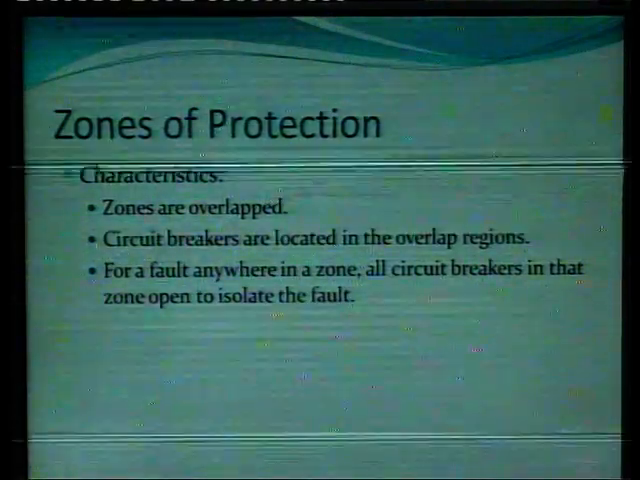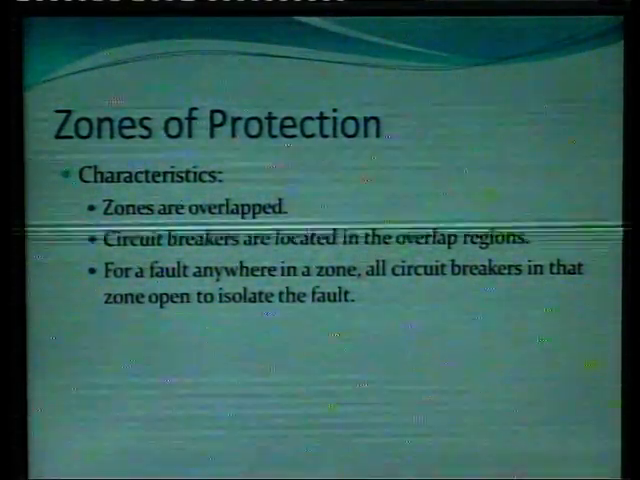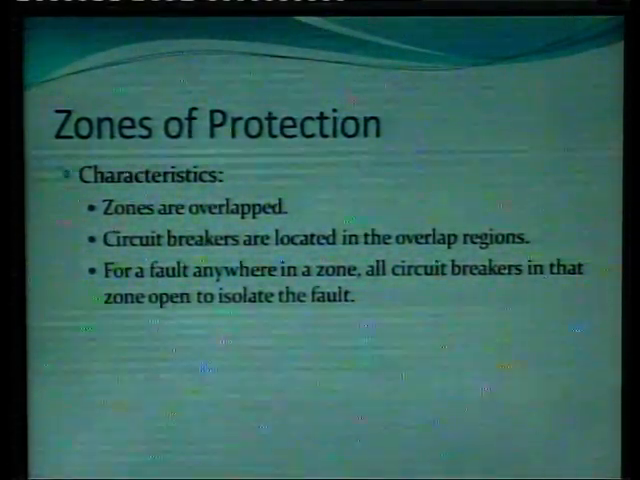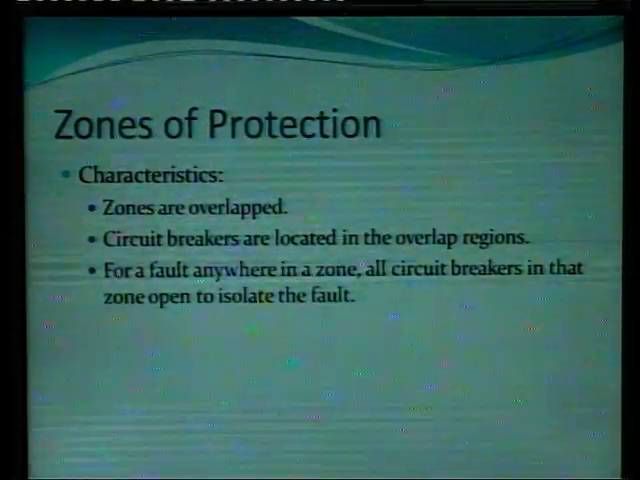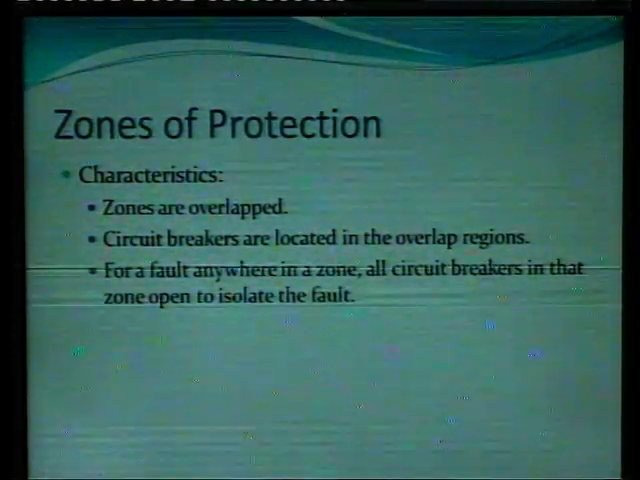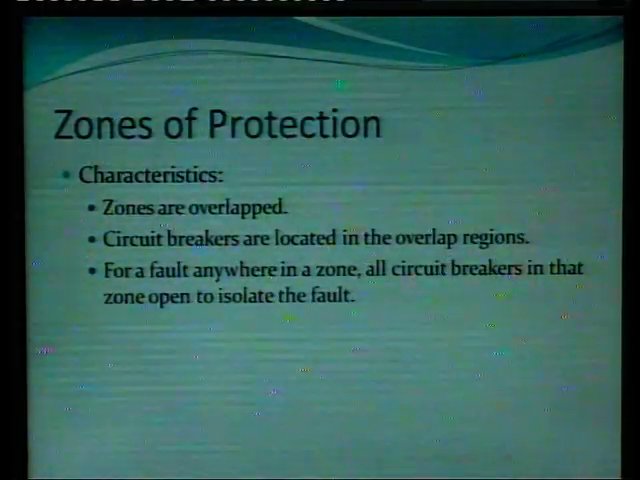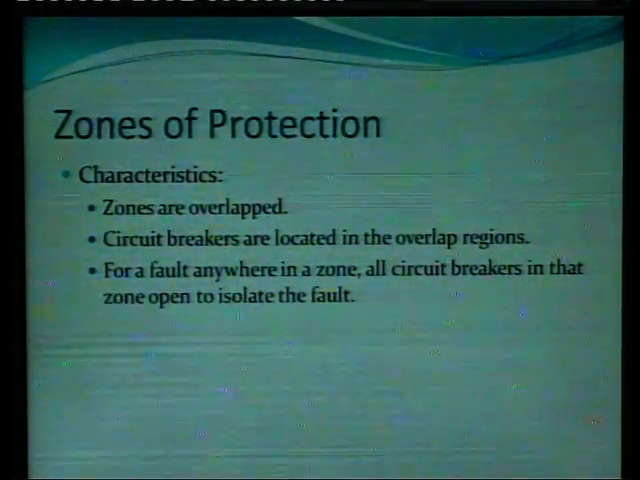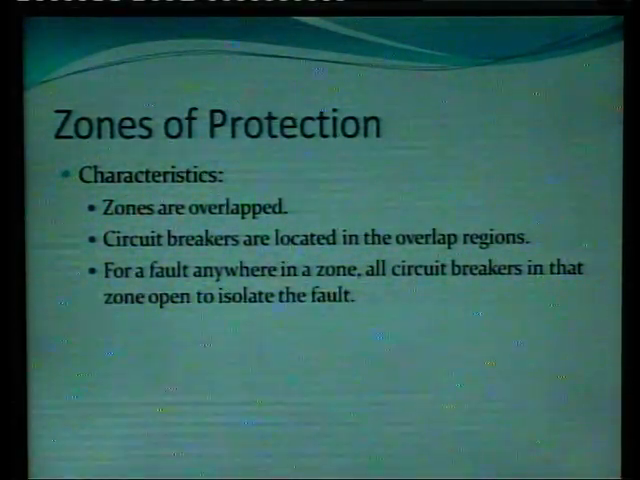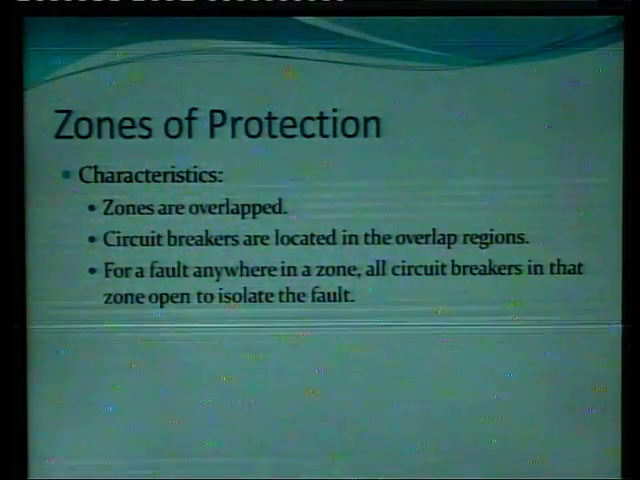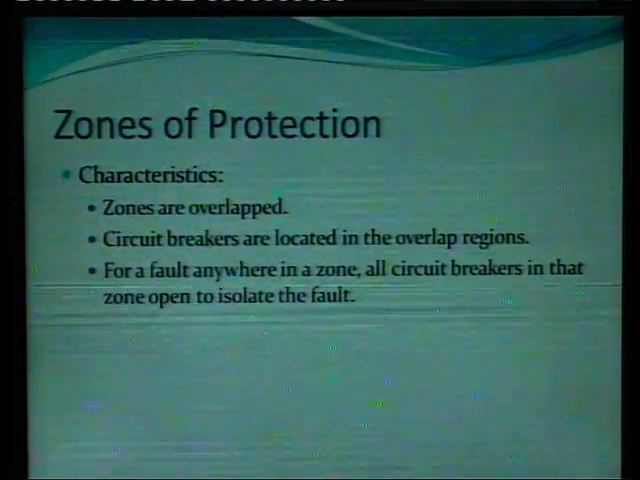Now the characteristics of these zones of protection. These zones must be overlapped. Circuit breakers are located in the overlap region, and for a fault anywhere in the zone, all the circuit breakers in that zone open to isolate the fault.